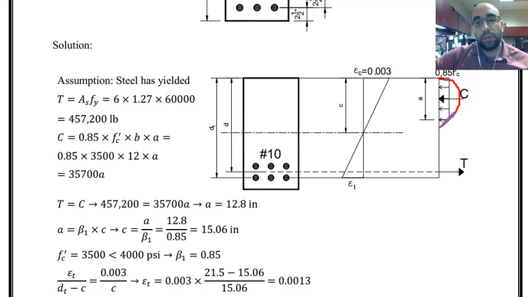So we replaced this nonlinear semi-parabolic shape with this rectangular shape, and to do this we had certain considerations. The intensity of the stress is 0.85 f'c in this rectangular shape, and depth of this rectangular compressive stress is a, and that's what we need to find based on equilibrium. So tension force, we calculated it over here based on the assumption of yielding steel over here.